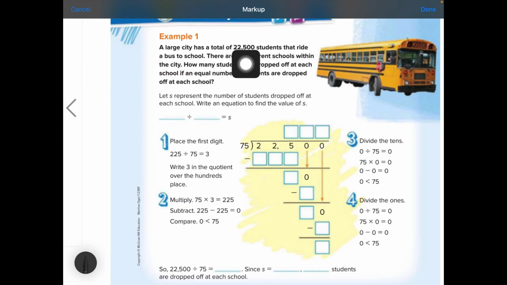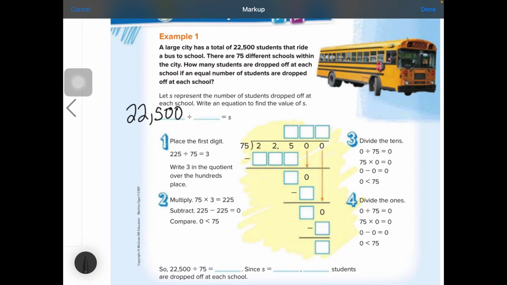We have a problem here where there are 22,500 students, and then there are 75 different schools. We need to find out how many students are dropped off at each school if an equal number of students are dropped off at each school. How would you like to figure out that kind of problem in real life? All right, so let's bracket it up.